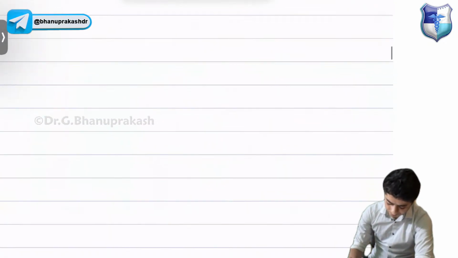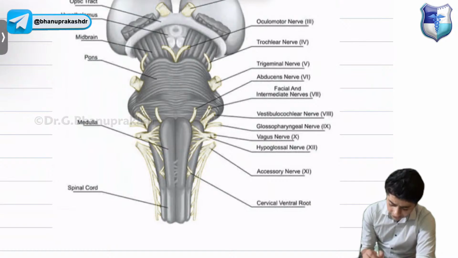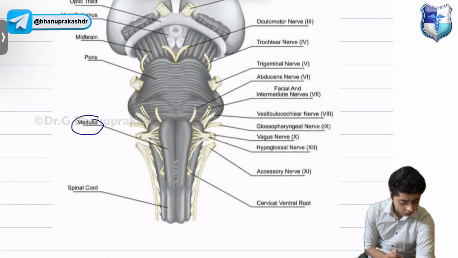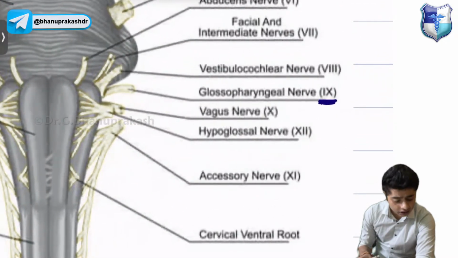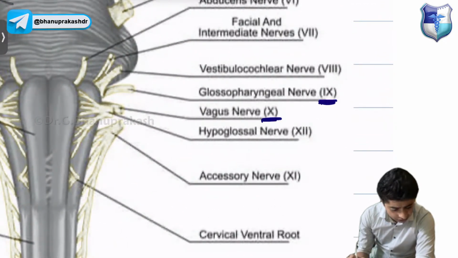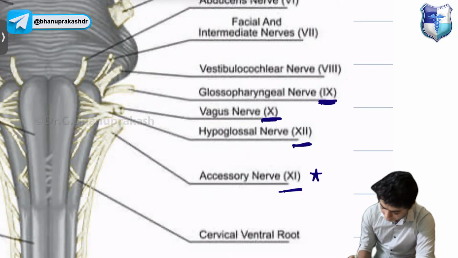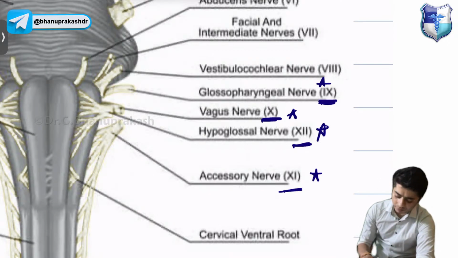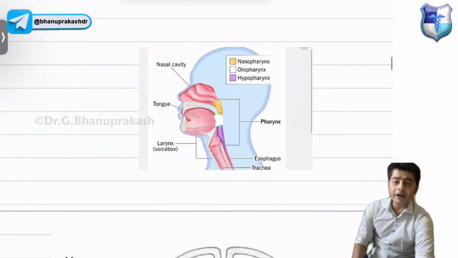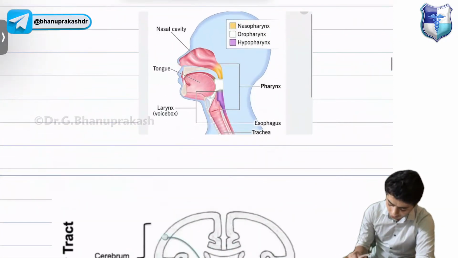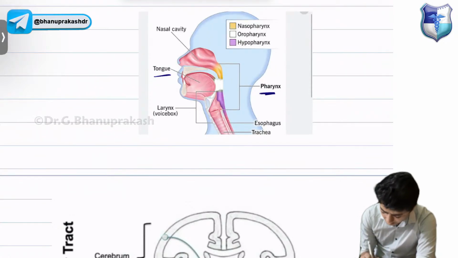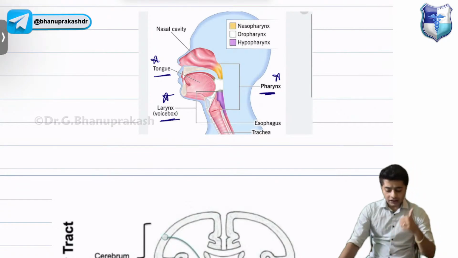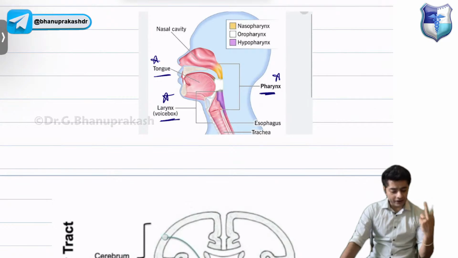Now see, we are seeing this diagram. In this diagram, this is your medulla. From the medulla, you can see this ninth nerve is leaving, this 10th nerve, this 12th nerve, and this is your 11th nerve. They are all leaving from the medulla. And after leaving the medulla, where are they going? They are going to your tongue, your larynx, and your pharynx.